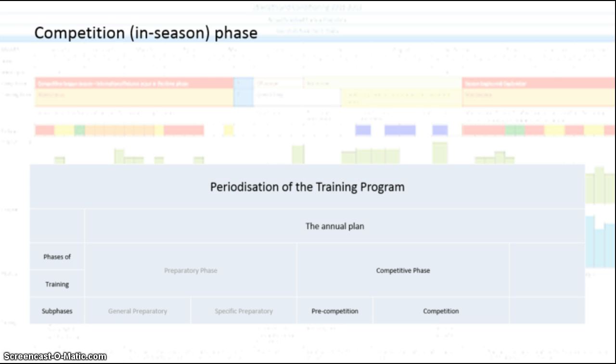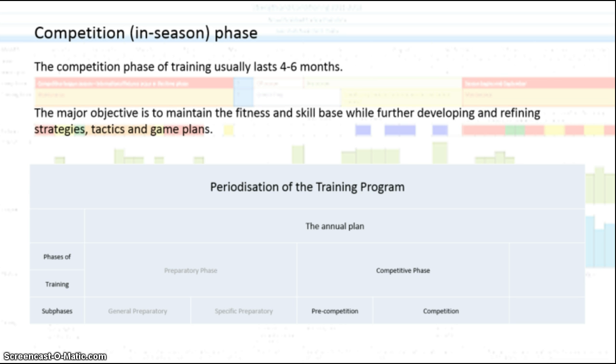Competition or the in-season phase. By the time the competition phase of training begins, the athlete should have achieved optimal fitness and skill levels. This phase will usually last 4 to 6 months. The emphasis of this phase of training should be on maintaining these attributes and further developing and refining strategies, tactics, and game plans. Because of the demands of competition, particularly if games are weekly, as is the case with many sports such as football, basketball, and netball, training needs to be planned carefully. This is to allow for recovery and to ensure that the players are fresh on game day.